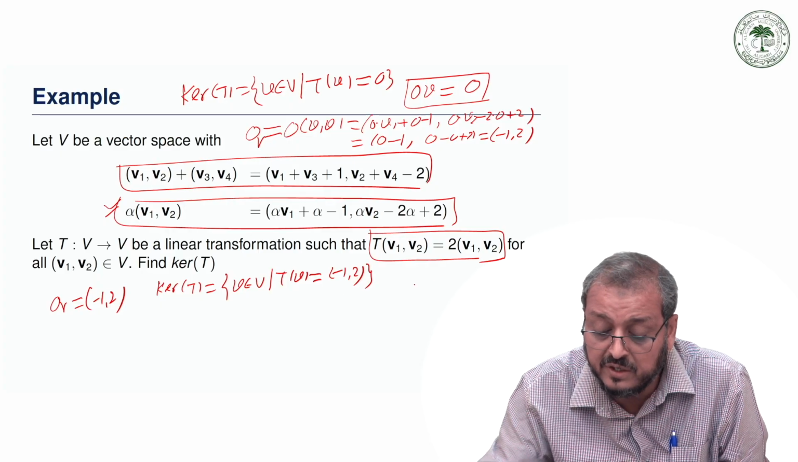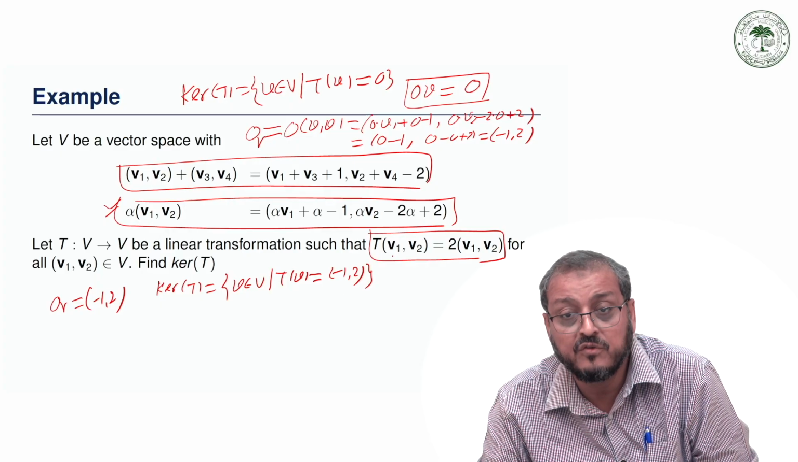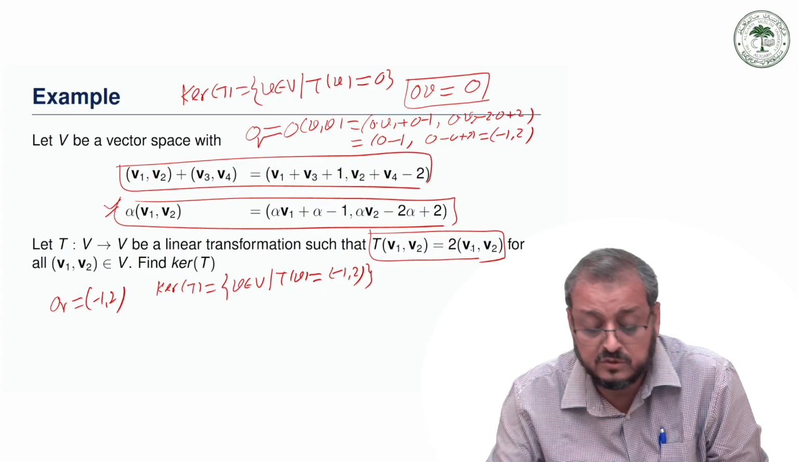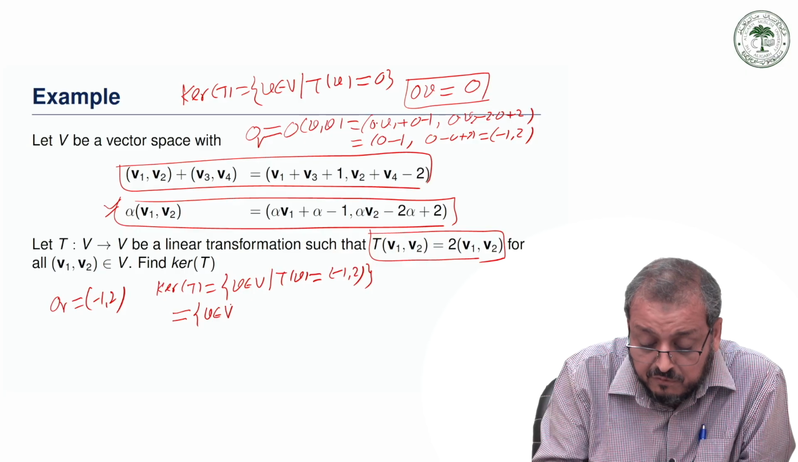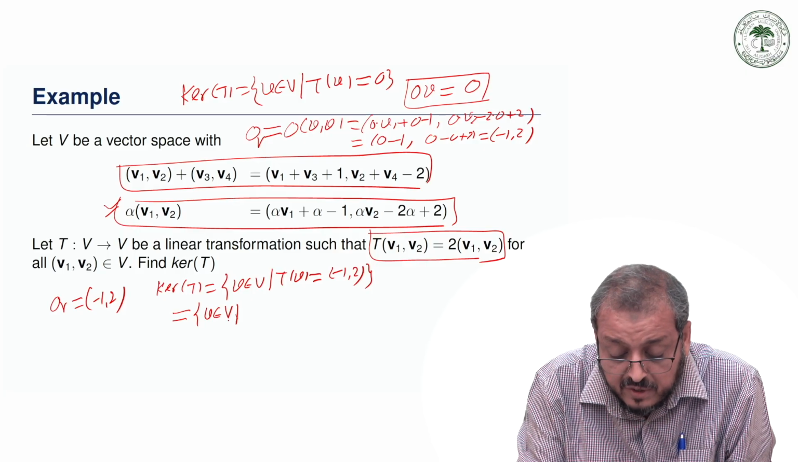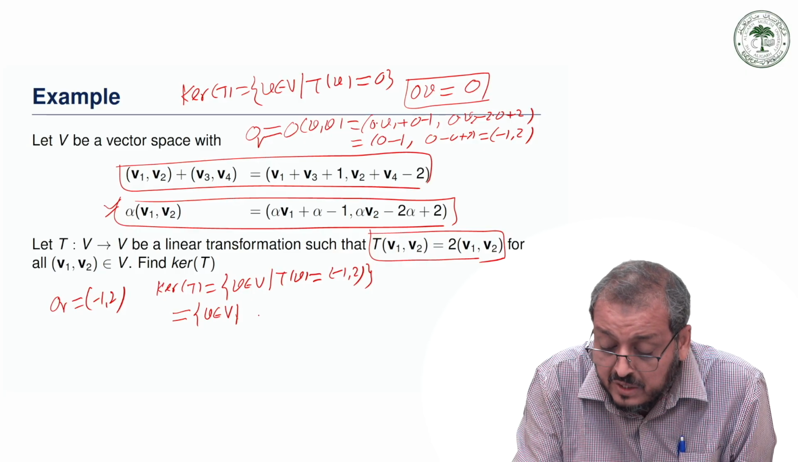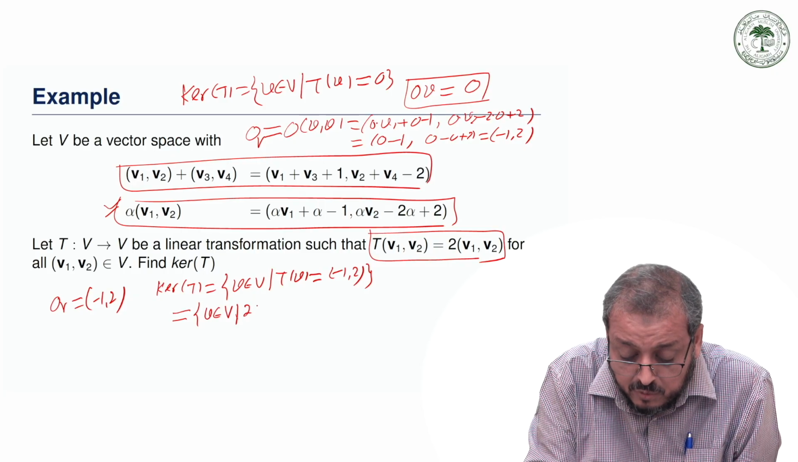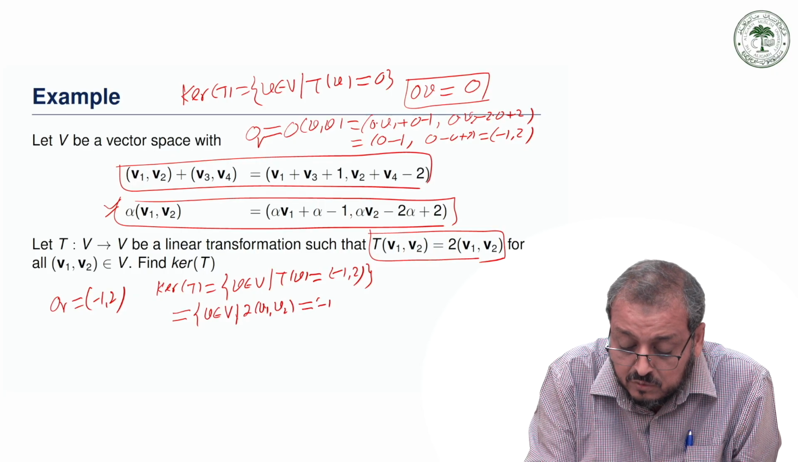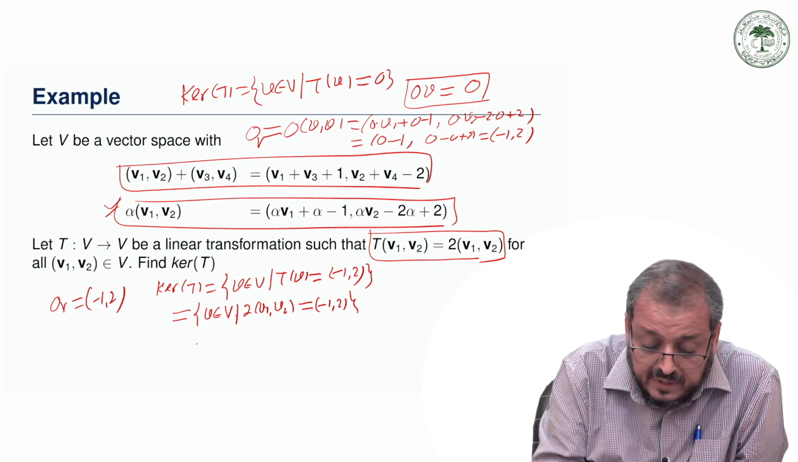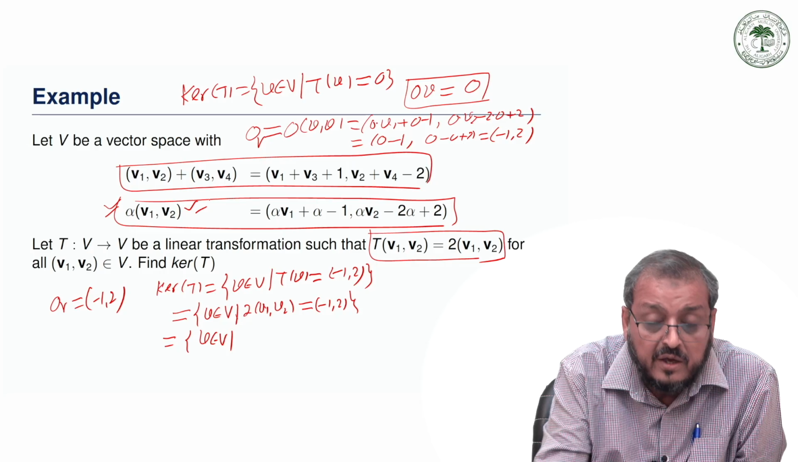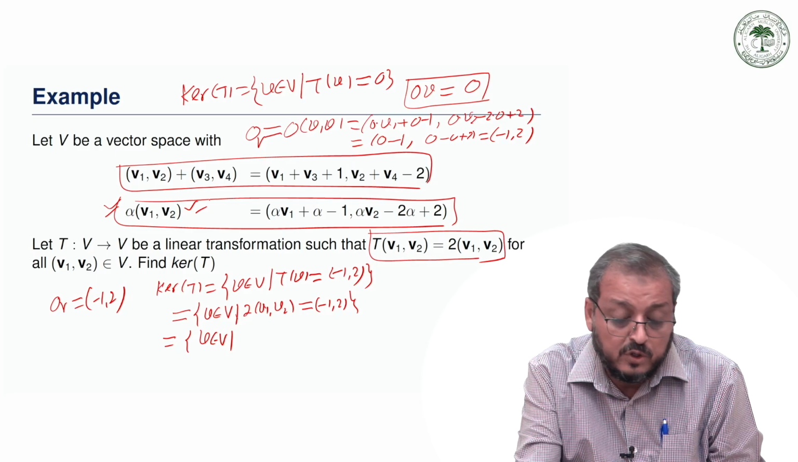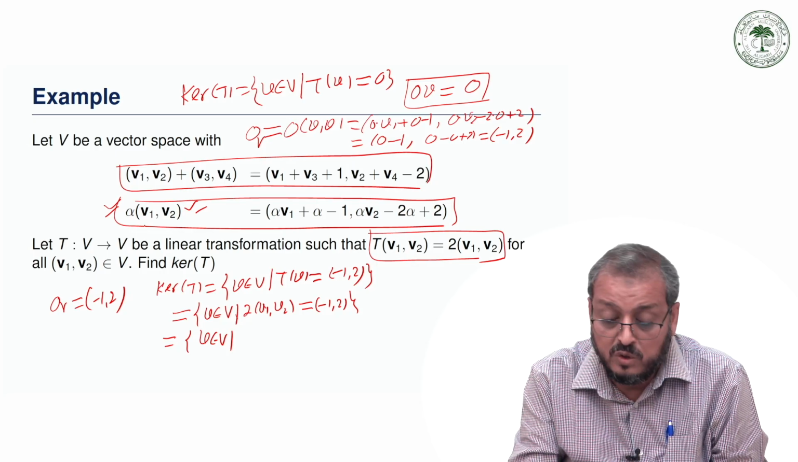Now, the map is defined in the form of 2 times (V1, V2) and so on. So we can write V as an element of V, and then T of V is equal to 2 times (V1, V2), and that is equal to (-1, 2). Then again, by using the definition with scalar multiplication, we have 2 times (V1, V2) equal to this.